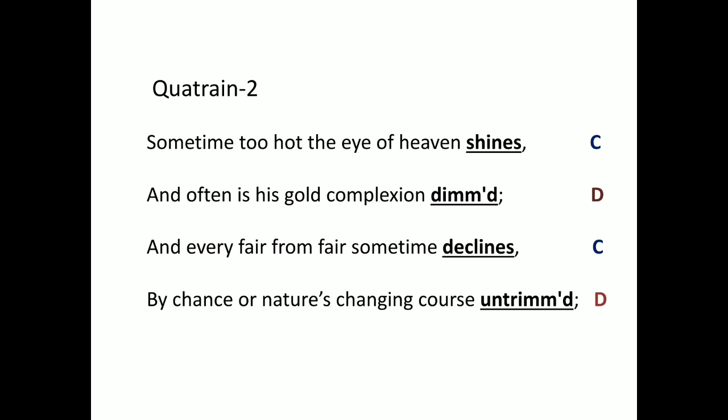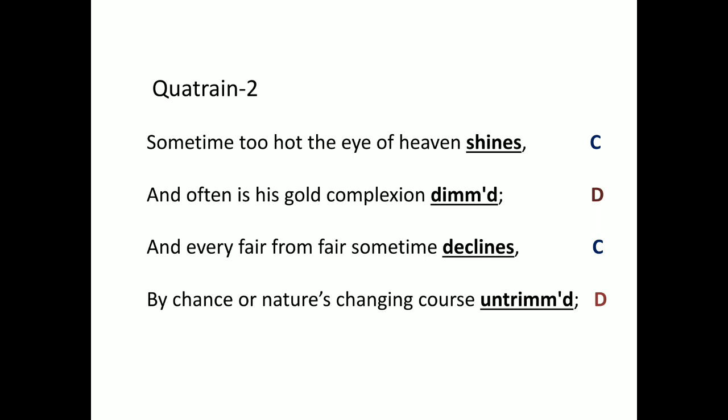Line 7, and every fair from fair sometimes declines. Now the word declines does rhyme with the word shines. Shines and declines. So it's again C. By chance or nature's changing course untrimmed. The word untrimmed rhymes with the word dimmed. So it is marked D again. So in the second quatrain, the pattern of rhyme scheme is CDCD. Alternate pattern again. Lines 5 and 7 rhyme and lines 6 and 8 rhyme together.